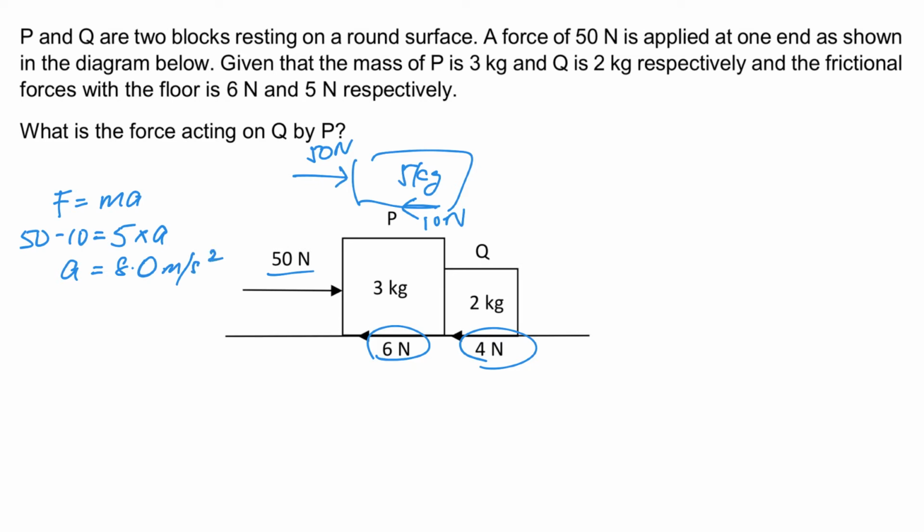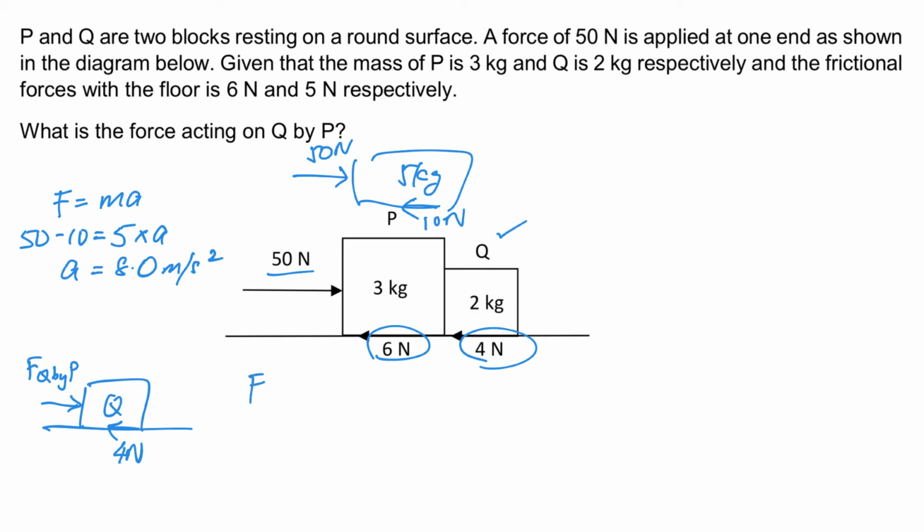So now it's a similar concept. I would select my Q as the free body diagram. If I were to draw here, this is my Q, and there's a force here, which is what you want, the force on Q by P. Do not forget the frictional force acting on Q, which is 4 Newton. These are the two forces acting on Q.